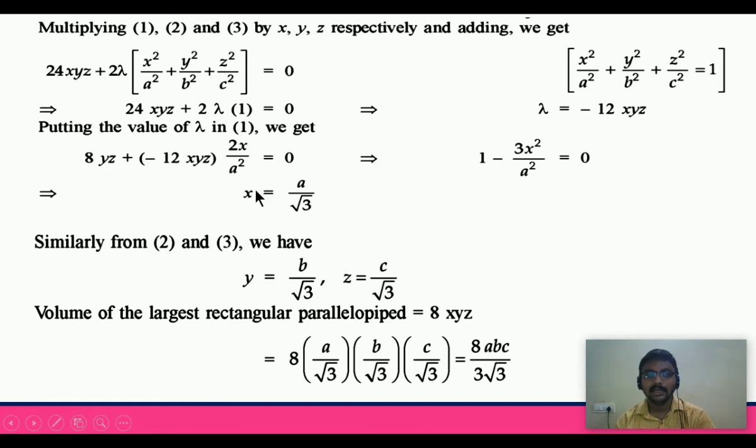Thus we will have x value is a by root 3. Similarly we will have y value is b by root 3 and z value is c by root 3, which is the required stationary point. At this stationary point, we have to find out the maximum volume. So thus we will get the maximum volume is 8xyz. Just replacing xyz values and multiplying, we will have 8abc by 3 root 3 is the required maximum volume of the largest parallelepiped.